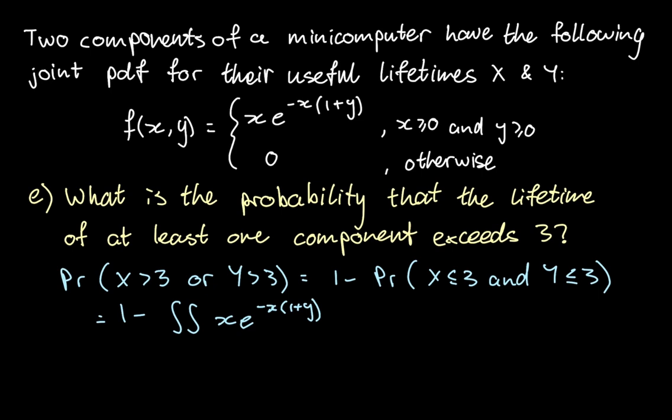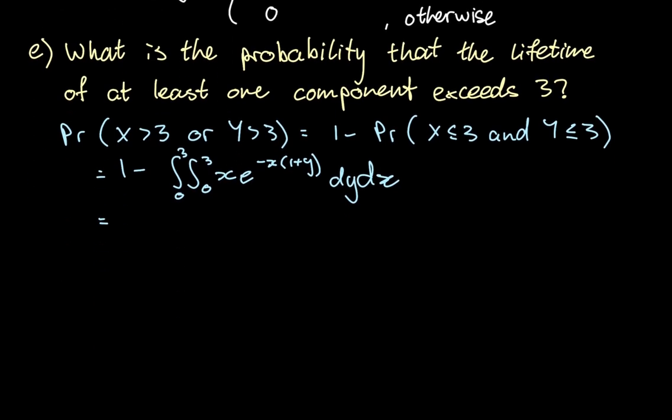And then we're going to integrate this first in terms of y, and then next in terms of x. We're integrating from 0 to 3 for both y and x, because they must both be less than or equal to 3, and they both exist only greater than or equal to 0. Okay, so 0 to 3. So now all that's left is just to solve this integral.